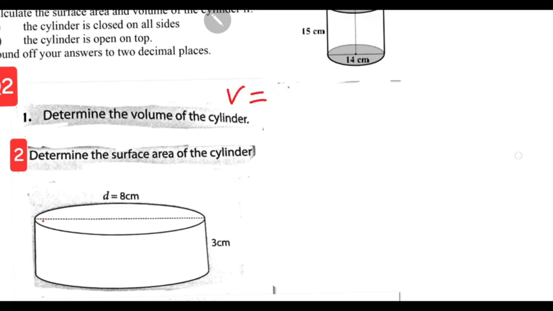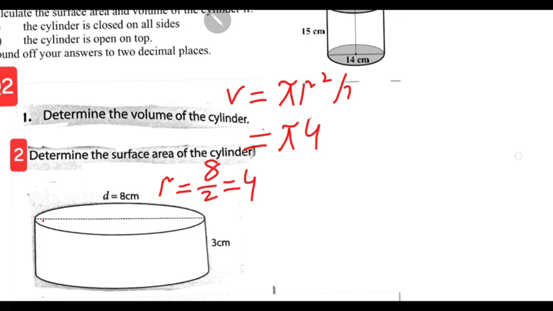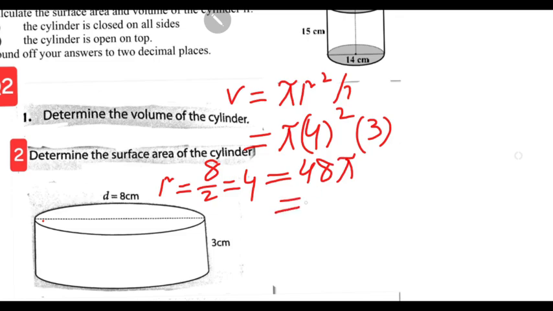So the volume formula says pi r square h, and the radius is going to be the diameter divided by 2, which is going to be 4. So pi 4 squared and h is multiplied by 3. So my answer will be 48 pi. Open up the pi: 150.80 centimeter cube. This is my final answer.